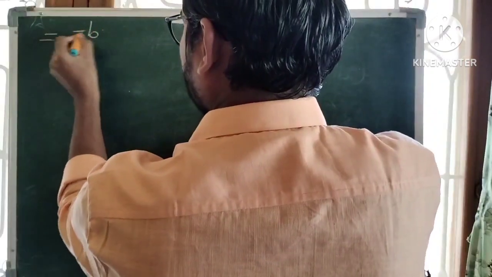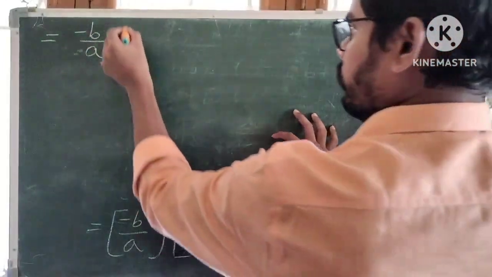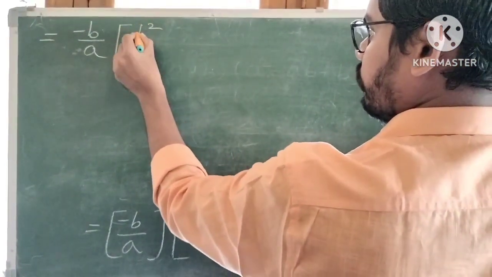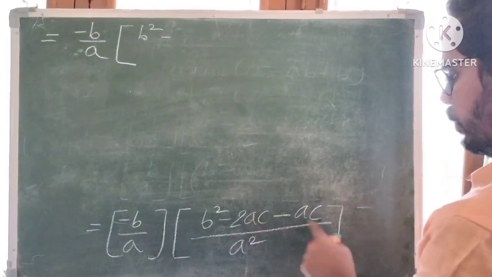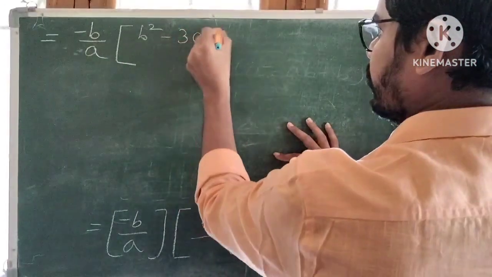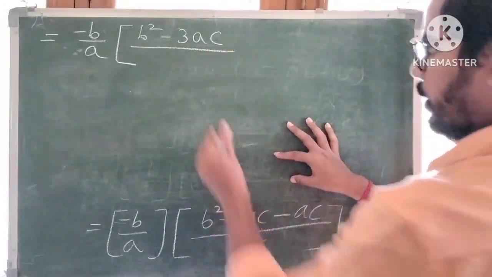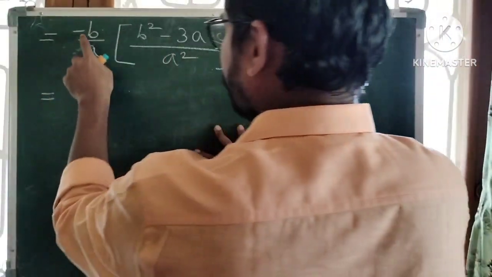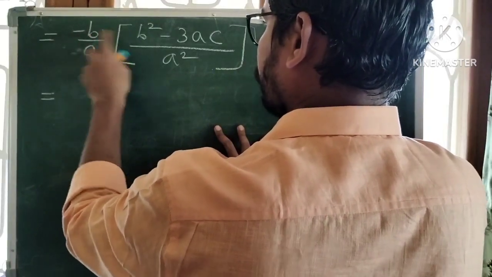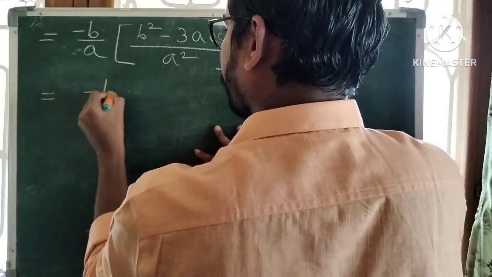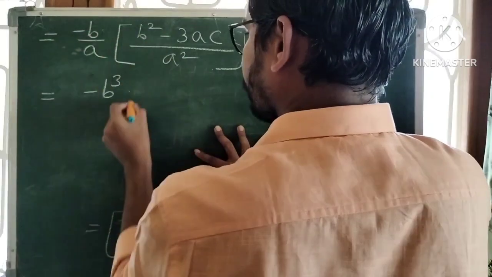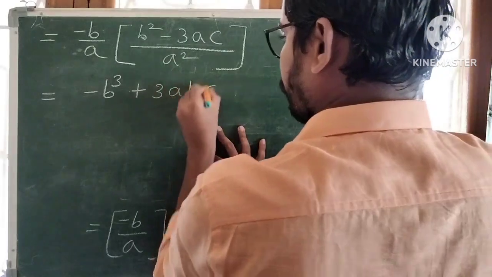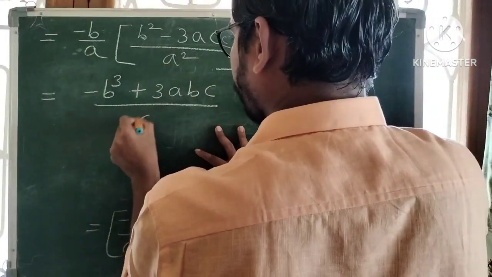So minus b by a, b square minus 2ac minus ac minus 3ac whole divided by a square. Now distribute minus b into b square minus b cube, minus into minus plus b into 3ac, 3abc, whole divided by a into a square, a cube.